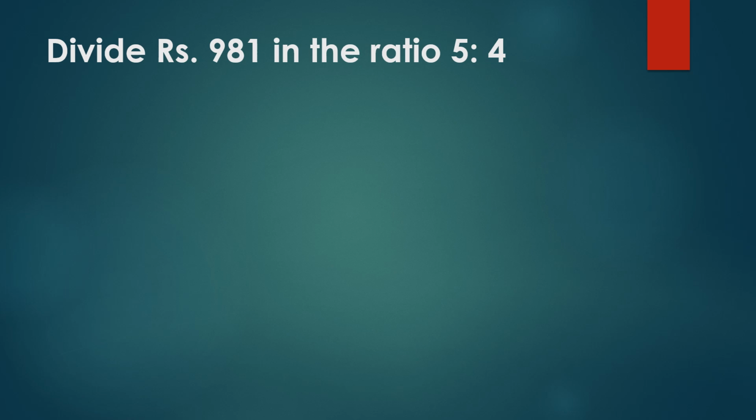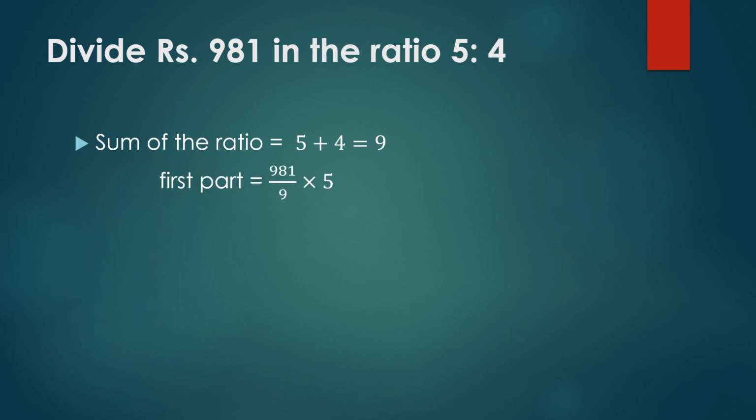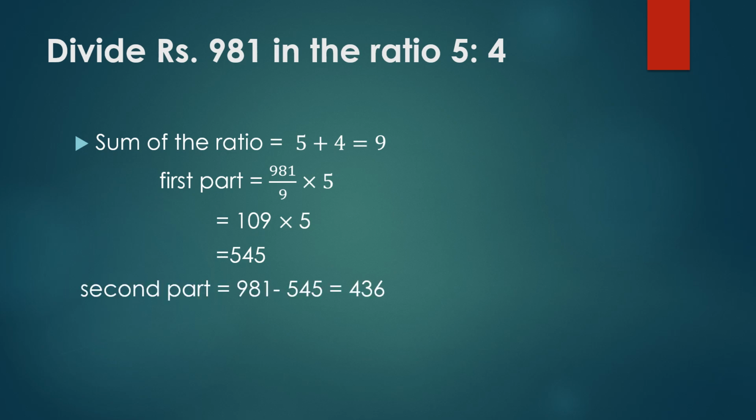Divide rupees 981 in the ratio 5 is to 4. For this type of question, first you have to find the sum of the ratio. Here we have two numbers, 5 and 4, so the sum of the ratio is 9, 5 plus 4 is 9. Now when you divide in a ratio containing two values, we get the first term and second term. The first term will be 981, the whole number, divided by the sum of the ratio, multiplied by the value corresponding to the first one, that is 5. So 981 divided by 9 into 5 is 545. Now out of 981, if the first part is 545, the remaining part, that is 981 minus 545, is 436. This will be the second part.